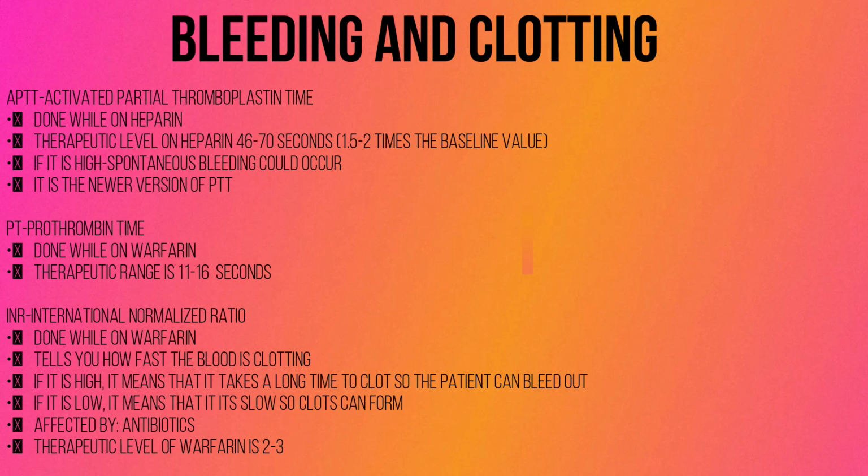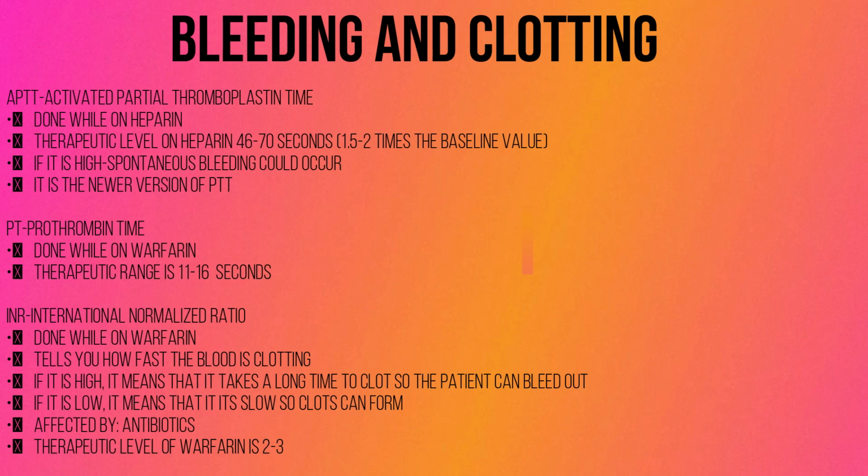So the APTT or PTT, same thing, tests the ability for a clot to form. The therapeutic level while someone's on heparin, you want them to be between 46 to 70 seconds. If someone's too high, it means that spontaneous bleeding could occur.